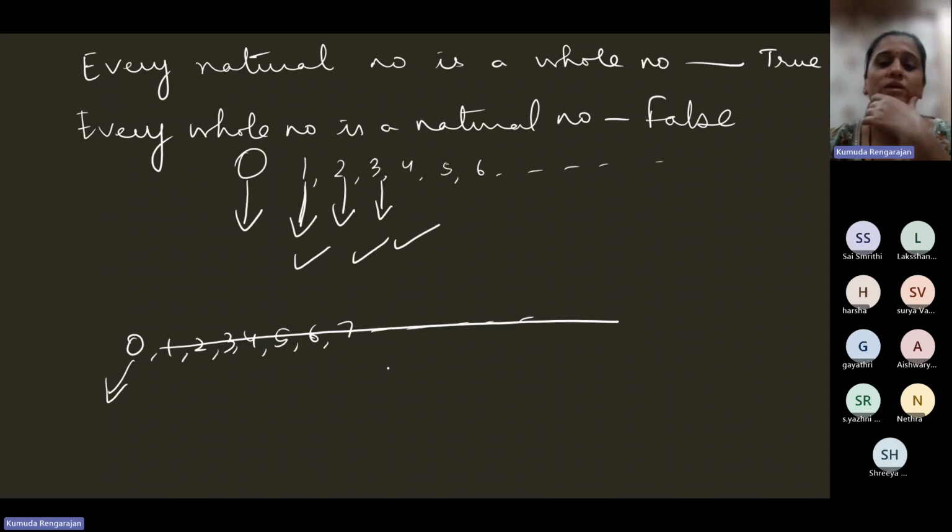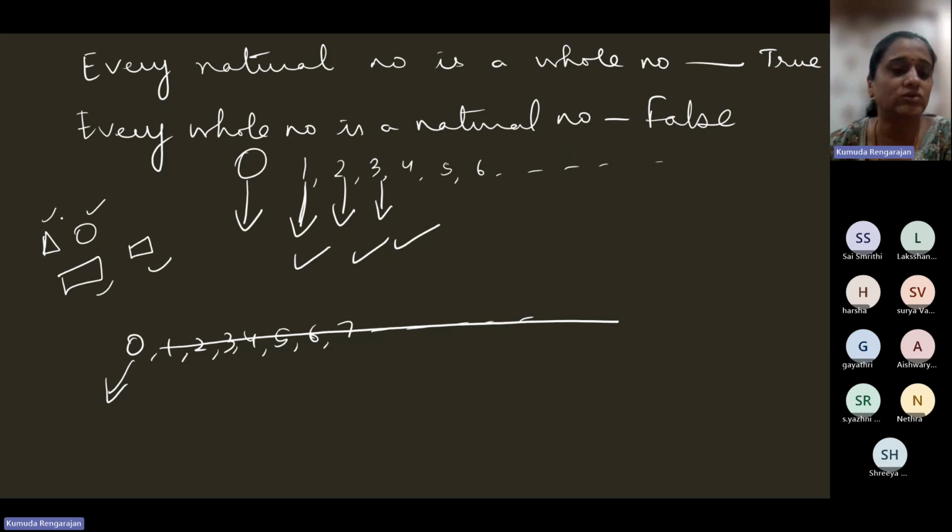So every whole number is a natural number. 0 is a whole number, but it is not a natural number. It's not a counting number, no? Natural numbers are counting numbers. When there are some objects lying on a table, how do you count them? Like say some geometrical shapes like this. So how do you start counting? We don't count 0, 1, 2, 3, or we don't say -4, -3, -2, -1.